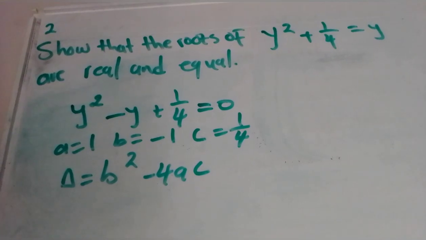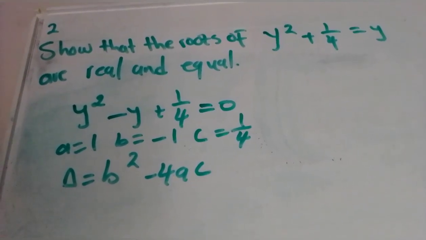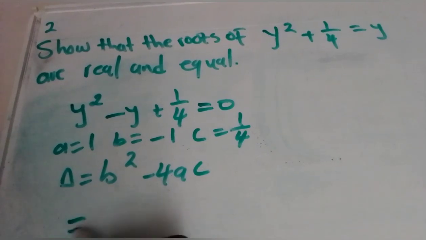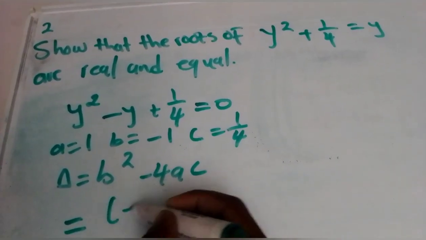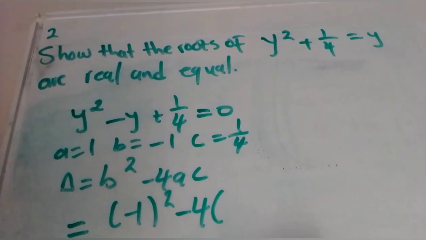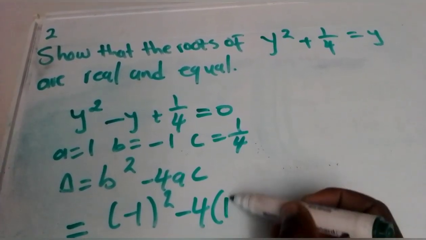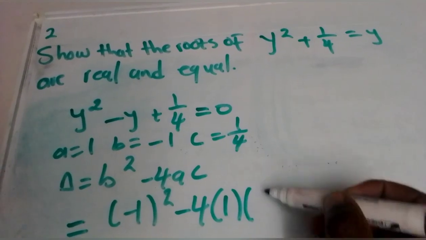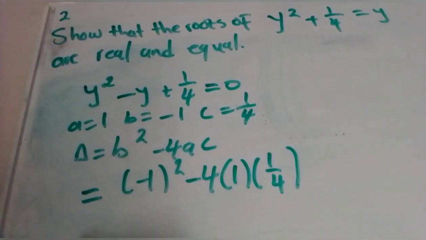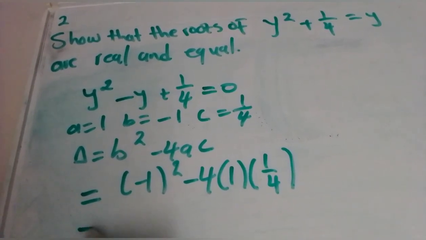I think now you are getting it. I'm glad. So you substitute as your coefficients are. So here it's minus 1 squared minus 4 open bracket positive 1 and 1 over 4. It is important for you to substitute. Don't forget this step. So when you're here, just use your calculator.